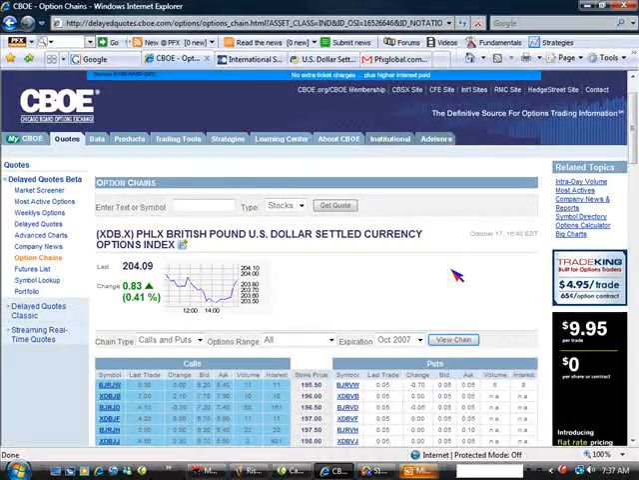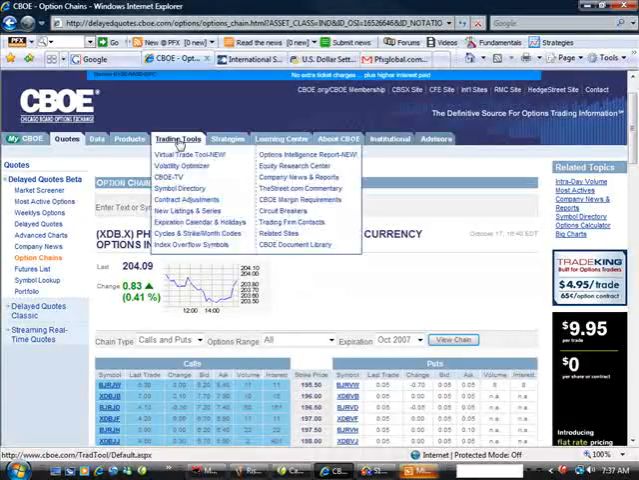Any options broker can give you access to Forex options, and so what I assume you're asking me is which broker do I use to trade Forex options? Any options broker in the U.S. can give you access to those, and in most cases, options brokers outside the U.S. can give you access to those in your account. It's simple. Rather than recommending a broker to you, here's what I would recommend that you do.